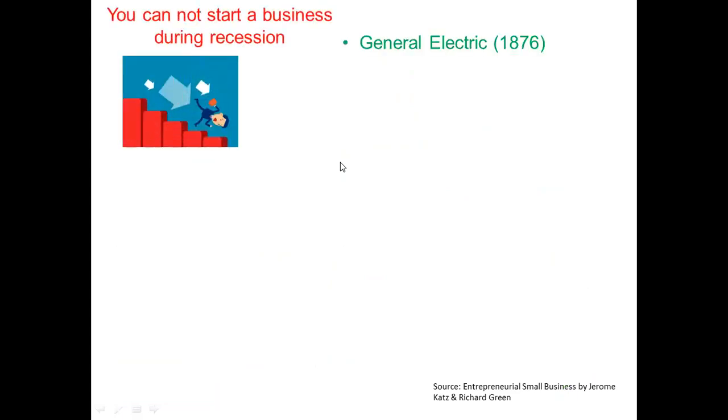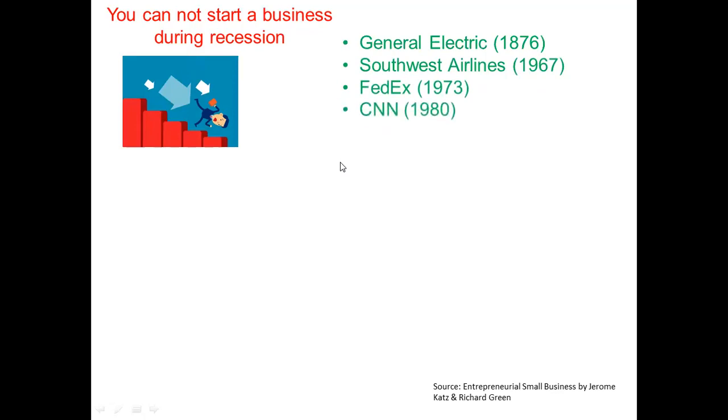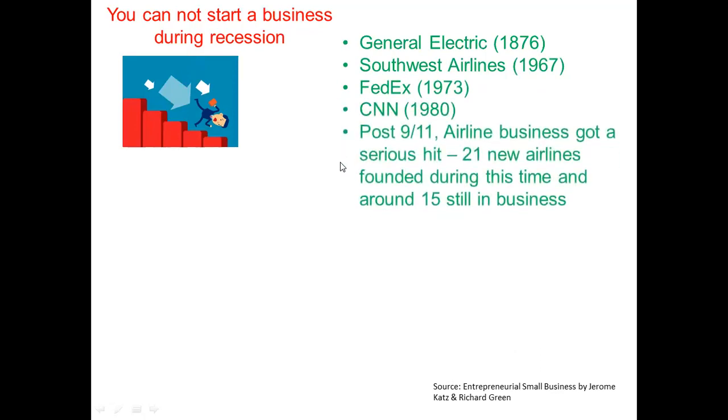Then you can't start a business during recession. Here are some of the companies. Again, the data is taken from the US. General Electric was started in 1876, Southwest Airline in 1967, FedEx in 1973, CNN in 1980. So all of these companies, when they were launched, some sort of global recession or political crisis was going on.